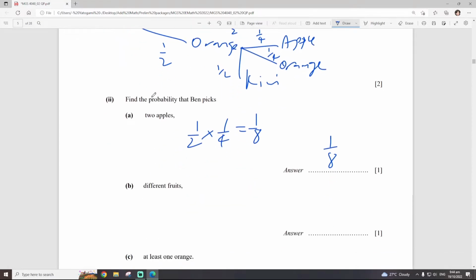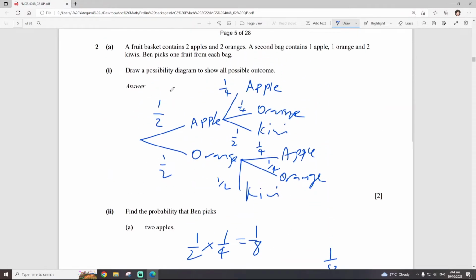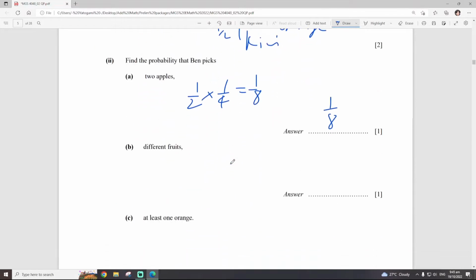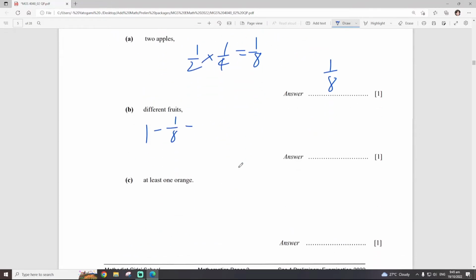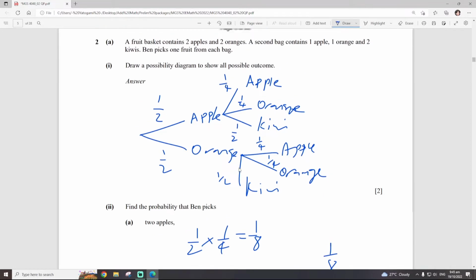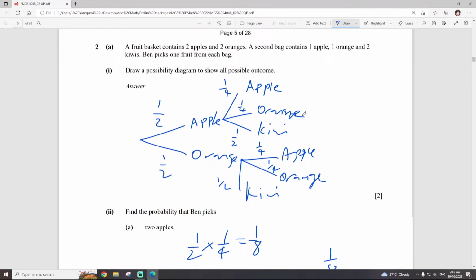And what about different fruits? Okay, so we use the complement method. He could either draw 2 apples or 2 oranges, and then we change. So we do 1 minus 1 over 8. What is the probability that he draws 2 oranges? It's also 1 over 8. So using the complement method it equals 3 over 4. Of course, you can just add up all the possibilities, and it should be 3 over 4 as well.